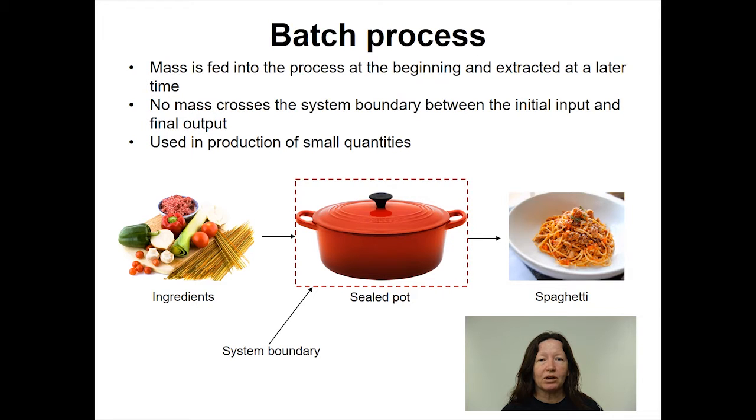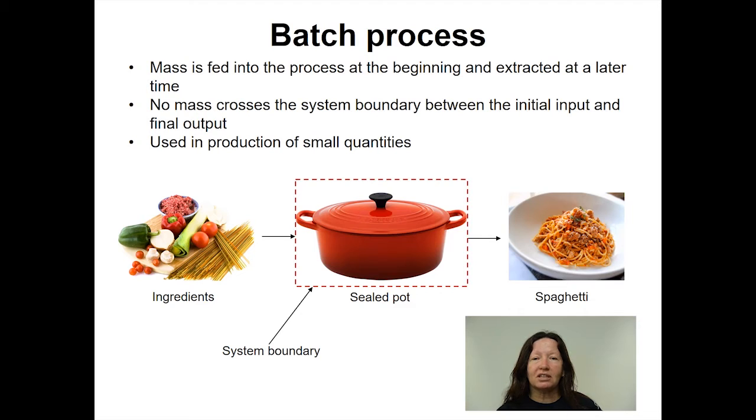We've got a cooking pot here with a system boundary, and this is going to be our batch system. We've got a whole heap of ingredients that go into the cooking pot. Once we put them in, we seal the lid, and it is a sealed batch process, and we don't have anything crossing the system boundary. Once everything is cooked, the process is complete, and then we have our lovely spaghetti dinner from our batch process.